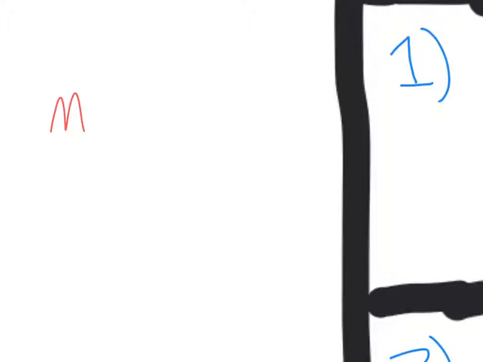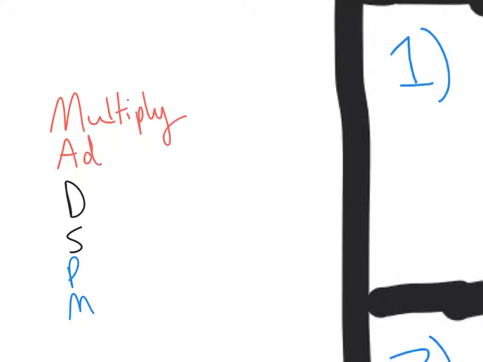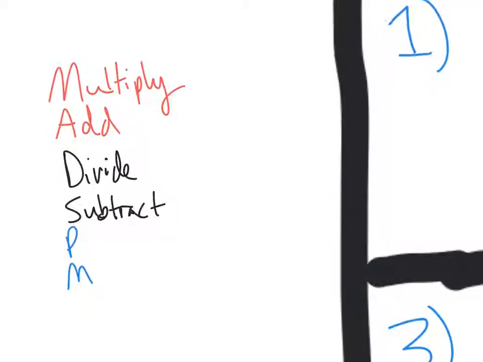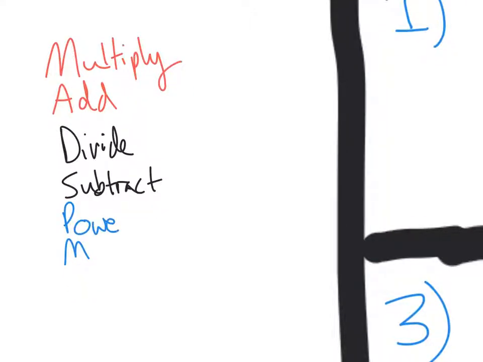We've got M, A, D, S, P, M. So once again, if we multiply powers with the same base, we can just add the exponents. If we divide powers of the same base, we can just subtract the exponents. And if we raise a power to a power, we can actually just multiply the exponents.